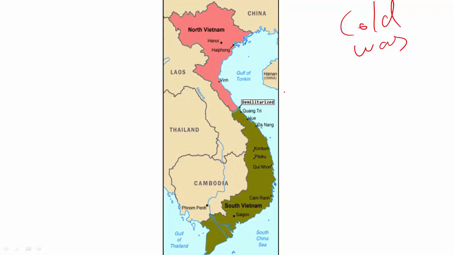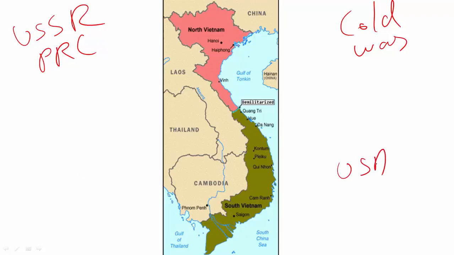The Cold War had just started, with the USSR on one side, and also China, the People's Republic of China, both communist countries. On the other hand you had the USA, UK, NATO, basically NATO allies. So all these countries supported South Vietnam and these countries supported North Vietnam.